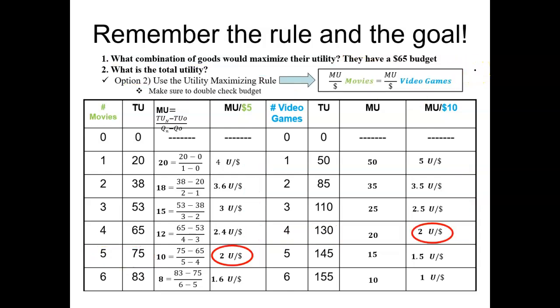Now, here's the other way. Remember that utility maximizing rule? The marginal utility per dollar of A would equal marginal utility per dollar of B. Well, yeah, 2 oodles per dollar equals 2 oodles per dollar. 4 and 5 kind of looks familiar, right? Now with that, you definitely do try it, but make sure you double check your budget. It doesn't always work out, but it's definitely something to look at.